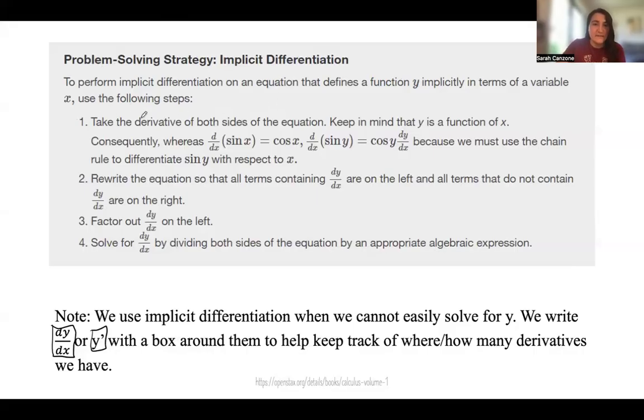So step one, take the derivative of both sides of the equation. Now, typically when you're taking the derivative of x, and this is something that I did write down in a previous lecture, I believe when I was talking about notation, if you have the derivative with respect to x, because we're always doing things with respect to x, of x, technically, we know that this is 1.